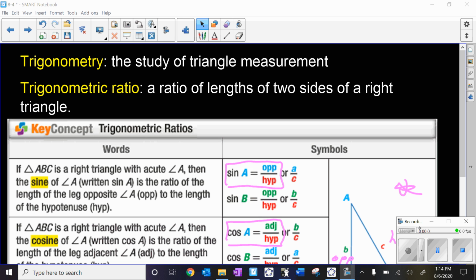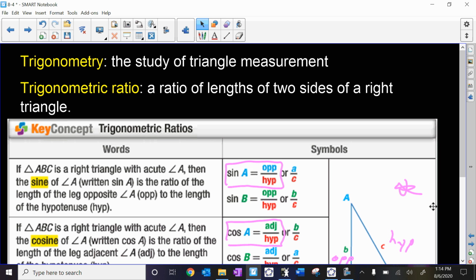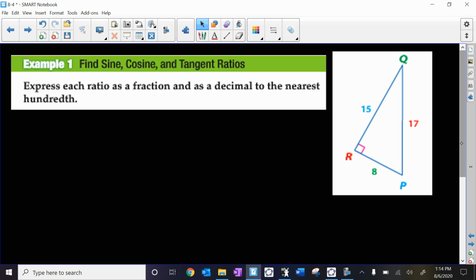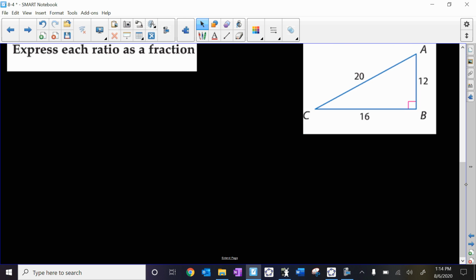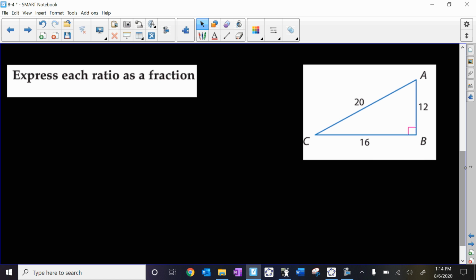Now that we know what sine, cosine, and tangent mean, we are going to find the ratios within right triangles. So I'm going to scroll down to this bottom one here, and I want to find sine, cosine, and tangent of angle A, and I want to find sine, cosine, and tangent of angle C.